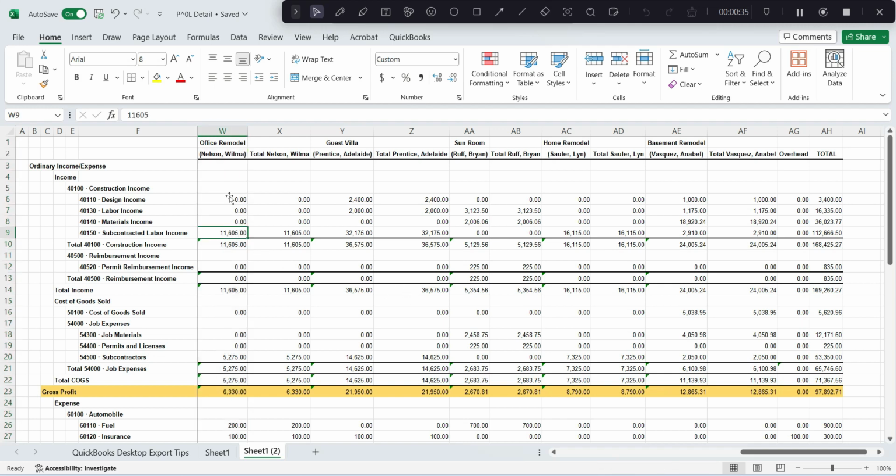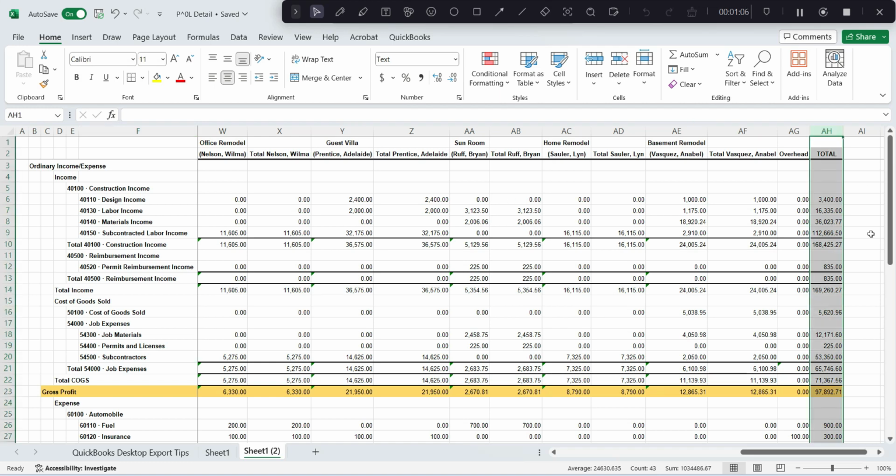$11,605 worth of billings specific to this project were recorded to account 40,150 subcontracted labor income. So as you go down this income statement or profit and loss by job, you'll see the same thing happening to different accounts. So when we get to the cost of goods sold, we have $5,275 in subcontractors' expenses recorded to 54,500.